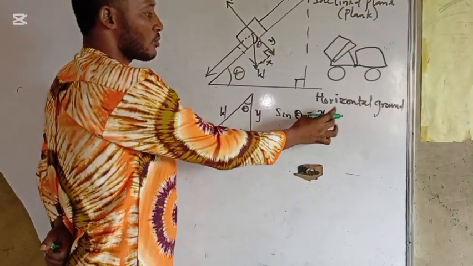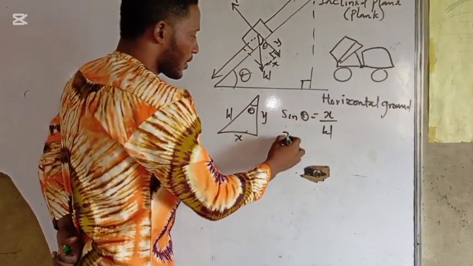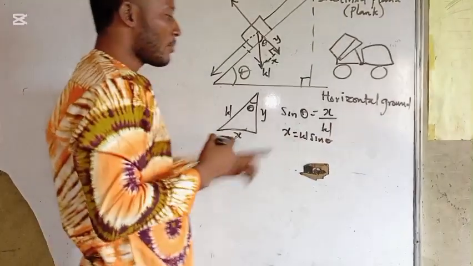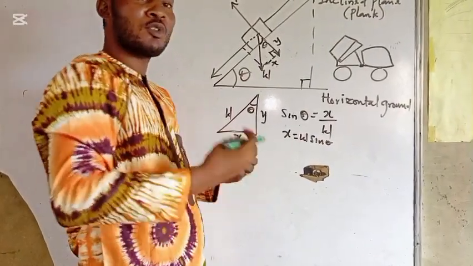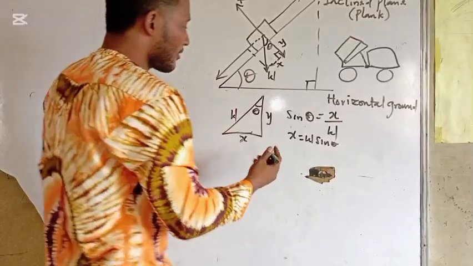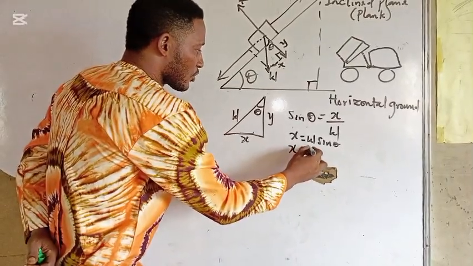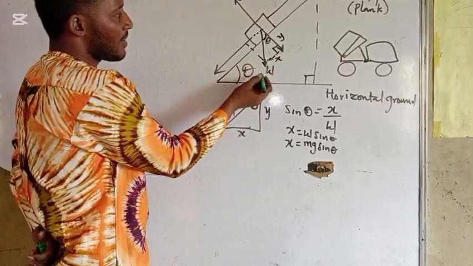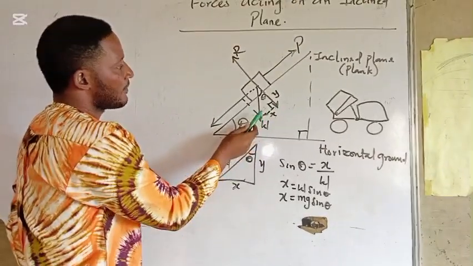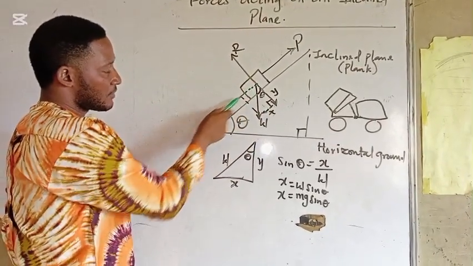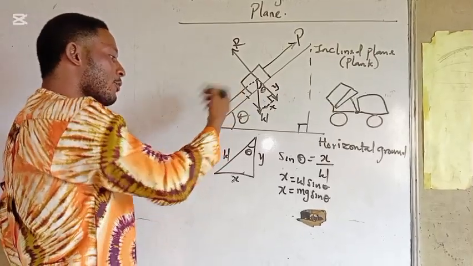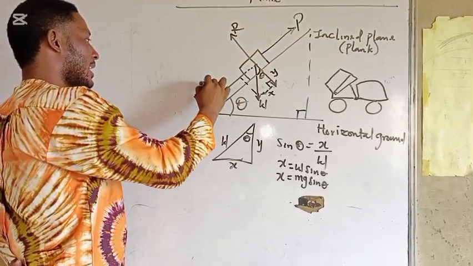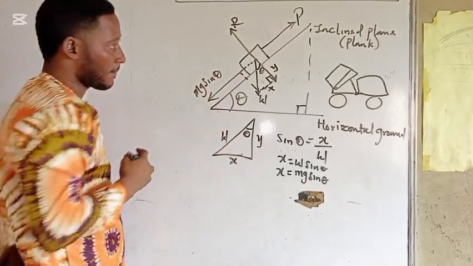Now, if you cross multiply to make x the subject of the formula, we are going to have x equal to w sine theta. But we know that w is the weight of the object, which is the product of mass and acceleration due to gravity. On that note, x will be equal to mg sine theta. Remember I have established the fact that x is parallel to this line, this force here. On that note, you can say the force that is capable of sliding this object down this plane is mg sine theta. I believe it's clear.